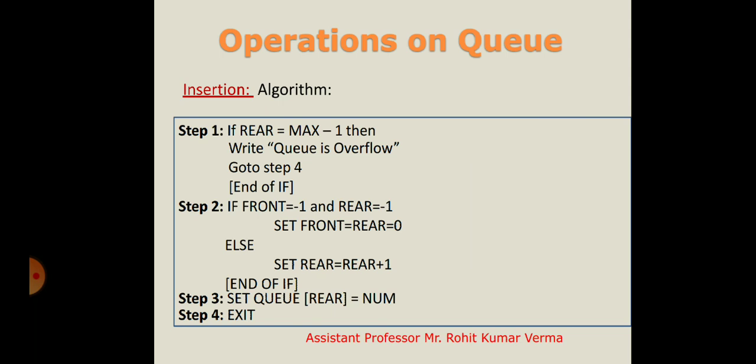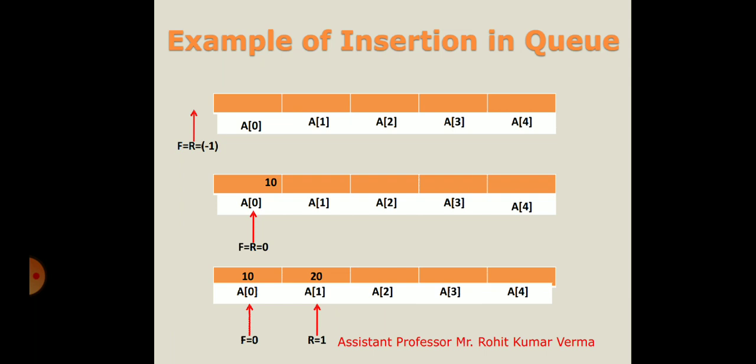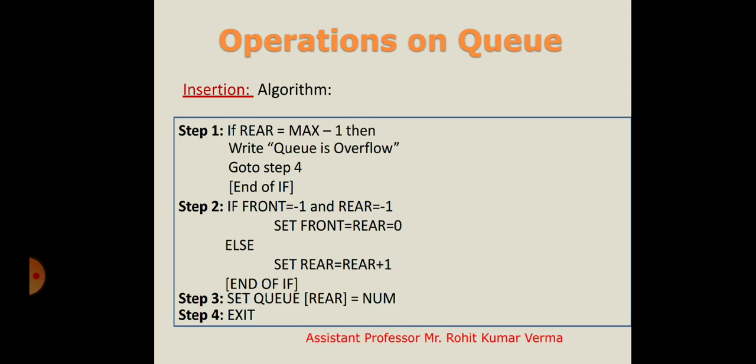So always remember, in case of insertion, whenever you are finding a condition when the rear is equal to maximum minus 1, this means that your rear will point to the last location of the queue, that is full. And if you want to insert an item but you are not able to insert it because your last location is also full, that is your overflow condition. Okay, I think this is clear.